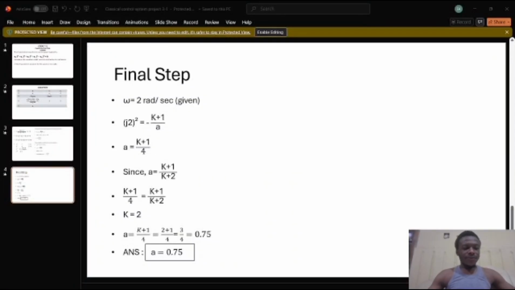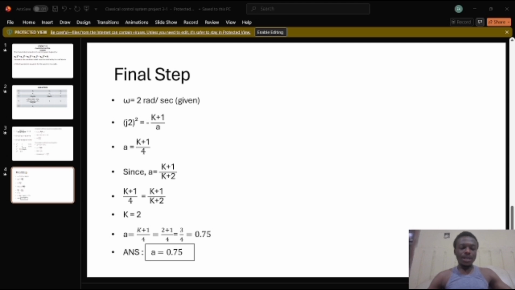Okay, so this is the final step of the problem. We are given that the frequency of sustained oscillation is omega, which is equal to 2 rad per second. And from the routh array's auxiliary equation, we have j omega all squared to be equal to minus k plus 1 all over a. So plugging in omega, which is equal to 2, j times 2 all squared will be equal to minus 4, which will be equal to minus k plus 1 all over a.